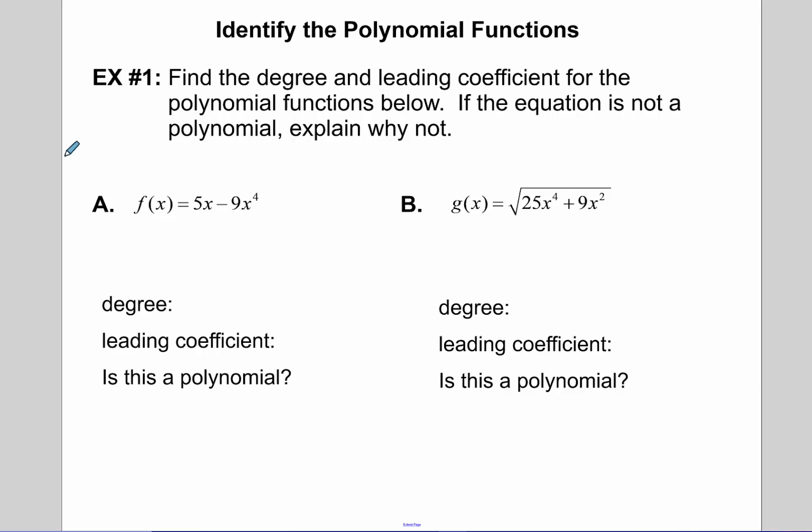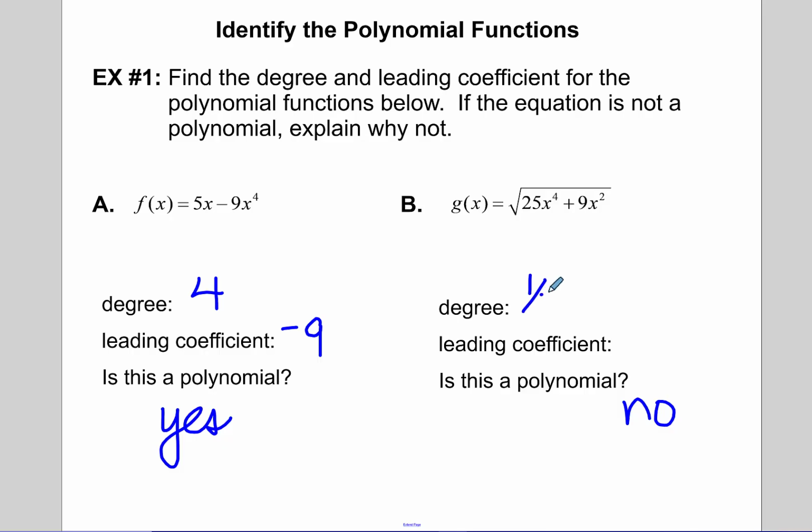In this example, we're going to look at naming, identifying polynomial functions. So right from the very beginning, that a sub n, x to the n power. You can see here, I do have a polynomial. Its highest degree term is a fourth degree polynomial, and the leading coefficient is -9. Is this a polynomial? Yes, it follows the format. In the second one, you've got a square root function. That is not a polynomial.